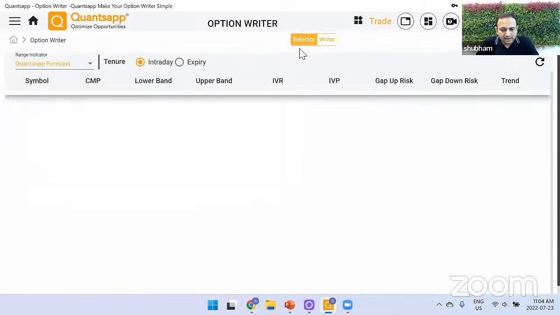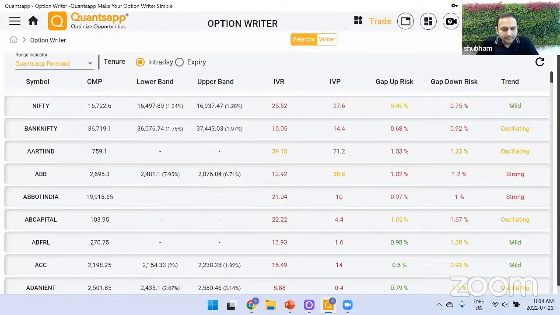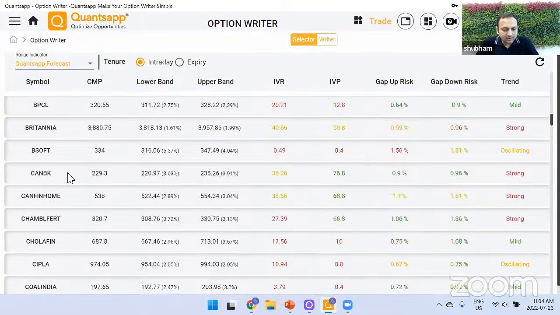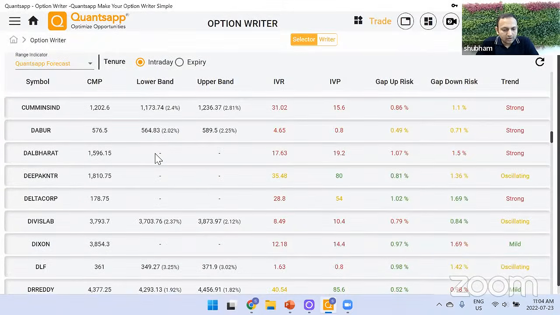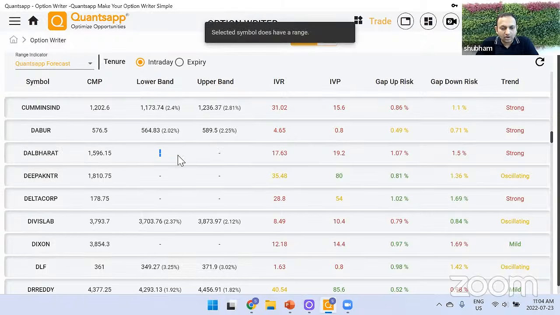One last screen that I want to cover is the selector. If I want to find in a single screen, according to the Quantsapp forecast, what is the Nifty's upper range, I can see the lower range and upper range right there. If I want to see Banknifty, or all the stocks, I can see the upper and the lower range. For the dashes, it has not been able to calculate, maybe because the instrument is very new or the options are illiquid.